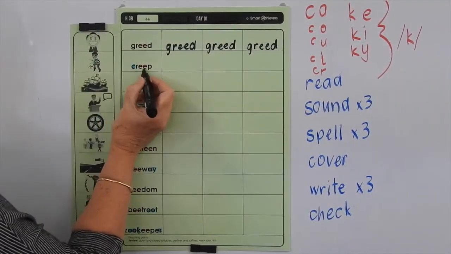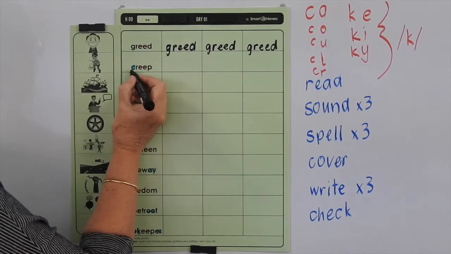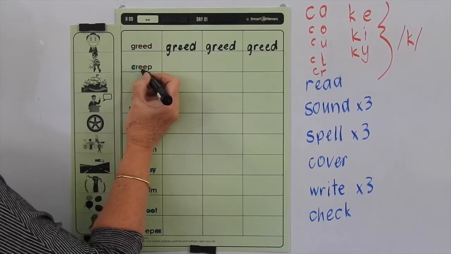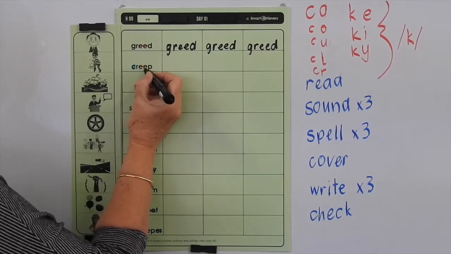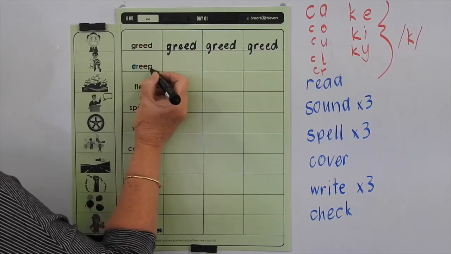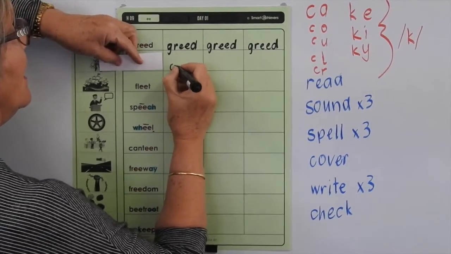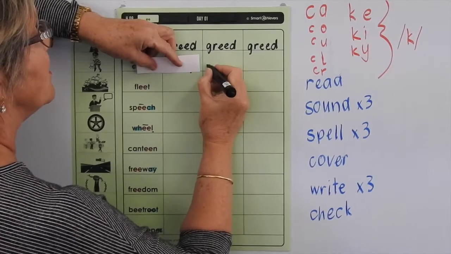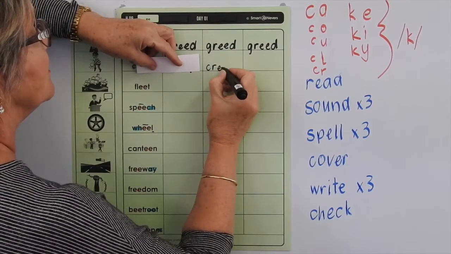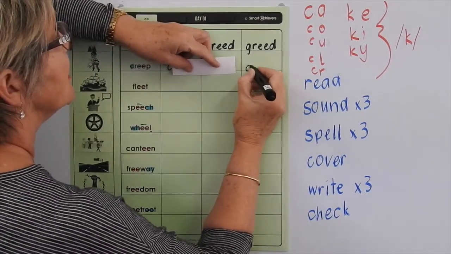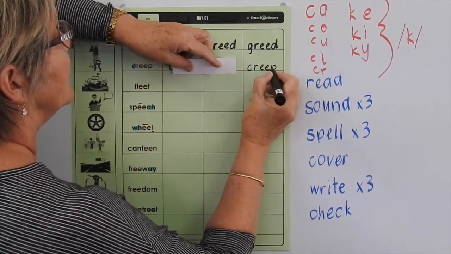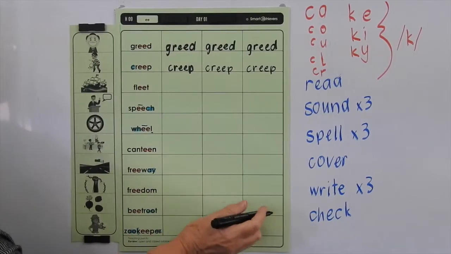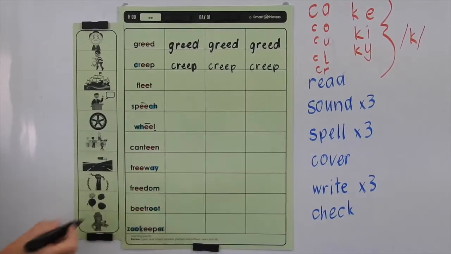So let's do creep. C-R-E-E-P. If you were saying double, double means two, so we go C-R-E-E-P. You can choose which way you want to say that. You can sound the rest of those words and spell them, cover them.